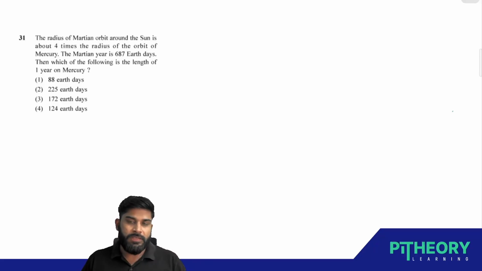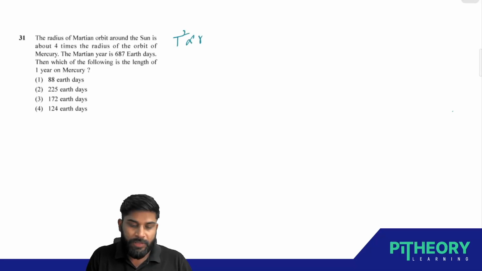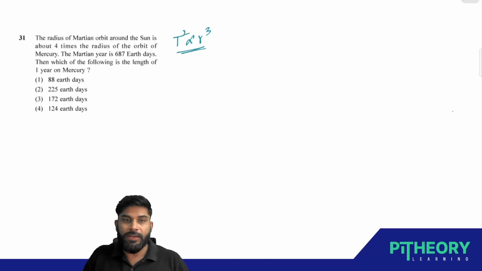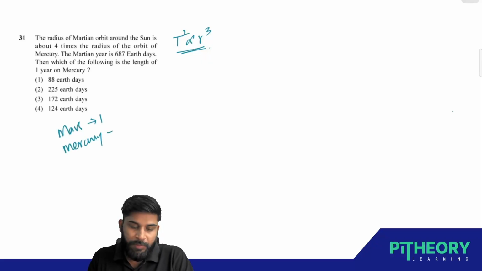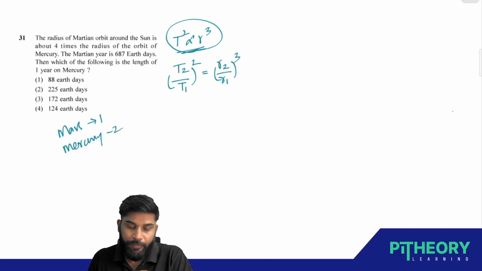Okay, so this we can apply directly with the law of periods in the case of gravitation, correct? Which is nothing but T square proportional to R cube, where T is the time period, R is the radius of orbit. Let's take Mars as 1 and Mercury as 2. From this proportionality, T square proportional to R cube, we can write T2 by T1 the whole square equal to R2 by R1 the whole cube, or T2 square equal to T1 square into R2 by R1 whole cube.